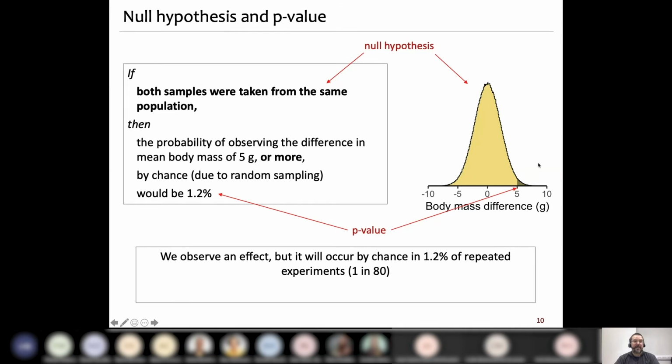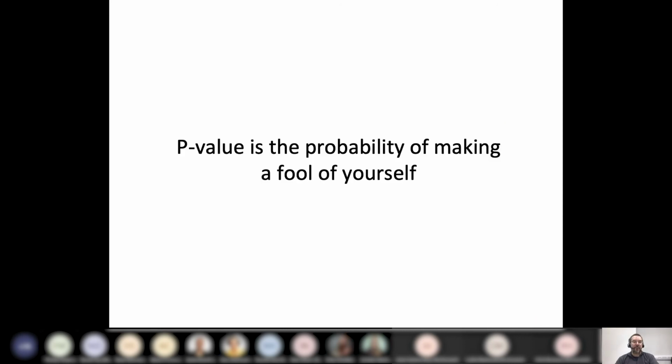In other words, we can say that we observe an effect, the 5 gram effect, but it will occur by chance, purely by chance, in 1.2% of repeated experiments, which is about 1 in 80, which means you have a 1.2% chance of making a fool of yourself if you publish this result. This is the definition of p-value I really like. P-value is the probability of making a fool of yourself.